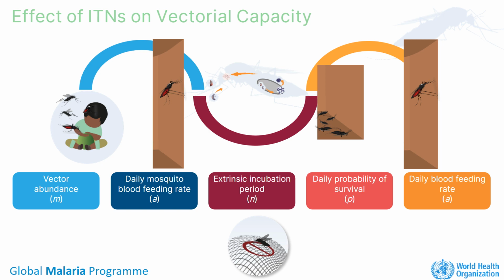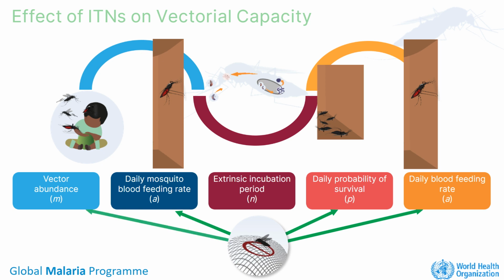ITNs target mosquitoes that are attempting to feed on humans. The barrier effect of ITNs reduces mosquitoes' ability to feed on humans, reducing A, the daily blood feeding rate. This parameter appears twice in the vectorial capacity equation, indicating that it has substantial impact on transmission. The insecticidal activity of the ITNs reduces the mosquito's probability of survival, P. Vectorial capacity is also particularly affected by this parameter. Over time, the higher mortality rate in the mosquitoes will reduce their overall abundance, M.